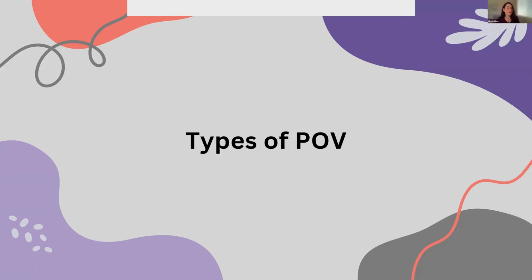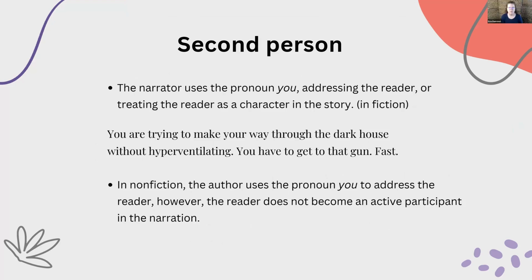We're going to talk about the different types of point of view. So second person, this is an unusual way to go. The narrator uses the pronoun you, addressing the reader or treating the reader as if they're a character in the story. And this is for fiction. As an example, it might start off like: you are trying to make your way through the dark house without hyperventilating. You have to get that gun fast. So you can see how this puts you in the story.